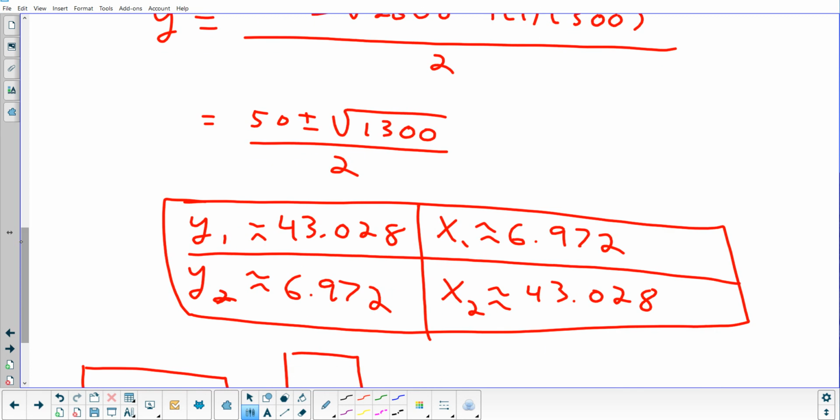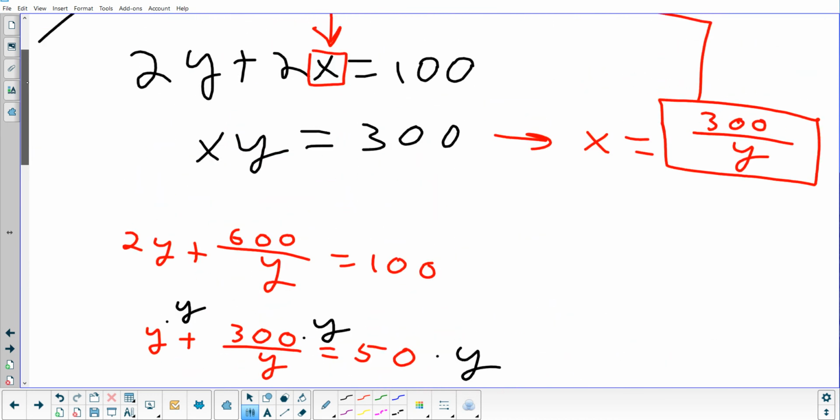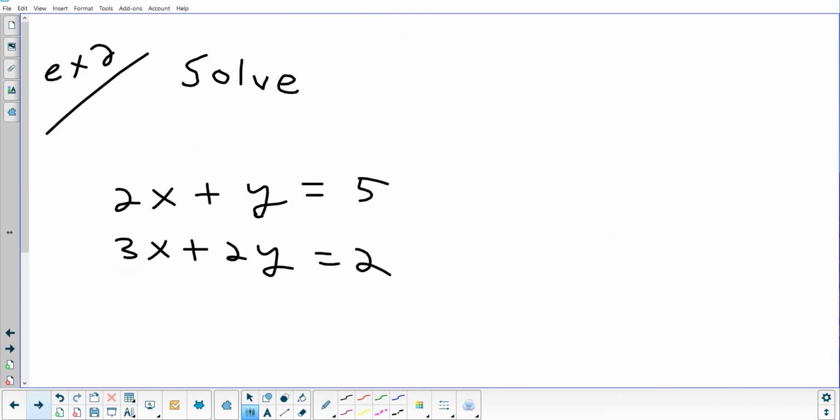So definitely a more advanced two-variable system. Certainly in Algebra 1, you wouldn't start out with a quadratic equation. And not every problem will be a quadratic. This one is not. Okay, this is a much simpler, probably more Algebra 1 type of system. Beginning of Algebra 1. Okay, so 2x plus y equals 5, and 3x plus 2y equals 2.